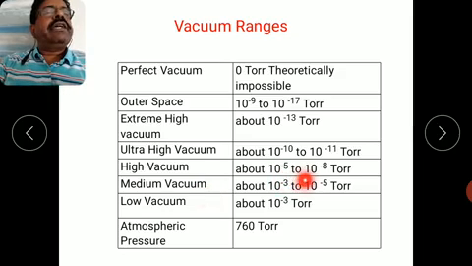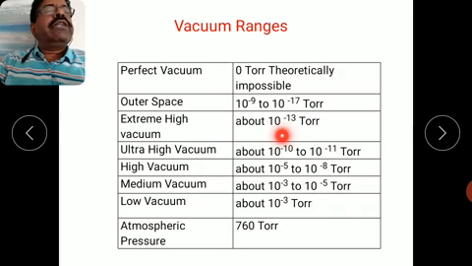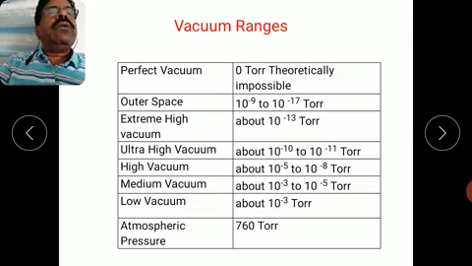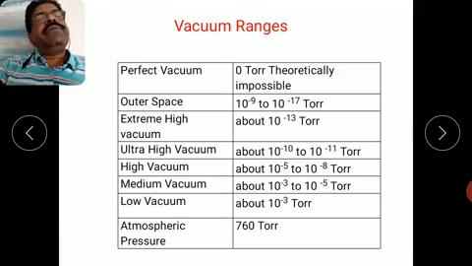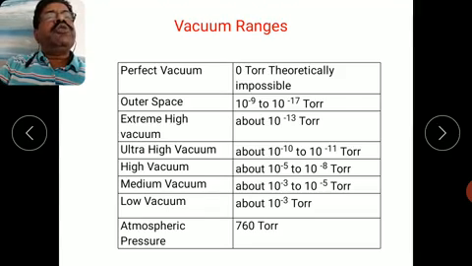Then the pressure in the range of 10 raised to minus 5 to 10 raised to minus 10 torr is a high vacuum. 10 raised to minus 10 to 10 raised to minus 11 torr is ultra high vacuum. Up to 10 raised to minus 13 torr is extreme high vacuum. Then if you go into outer space, meaning beyond the atmospheric layer.